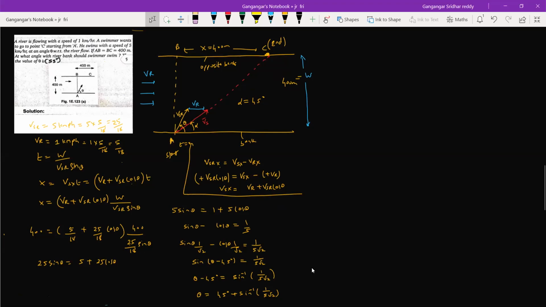Cross verification. If theta were more than 90, okay, it all depends upon the condition. It all depends upon the condition. I got and ended up with the answer 45.